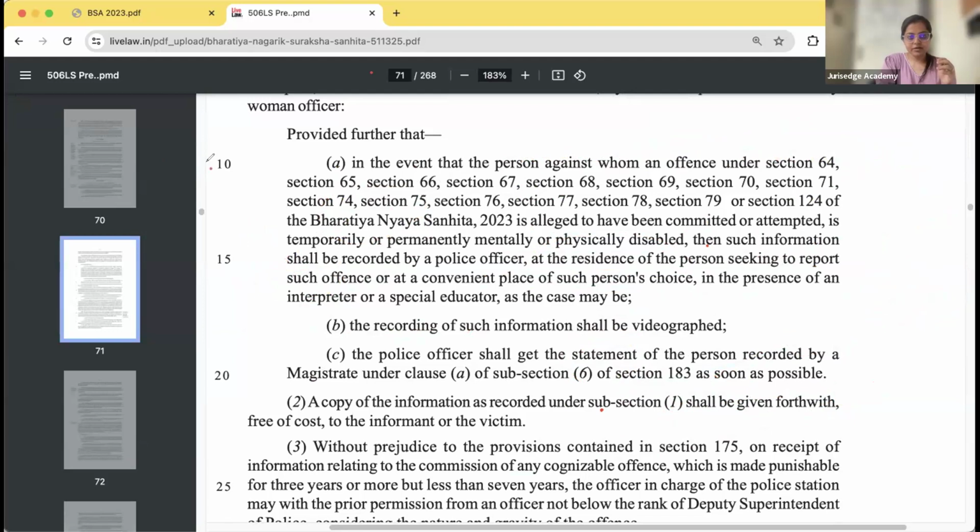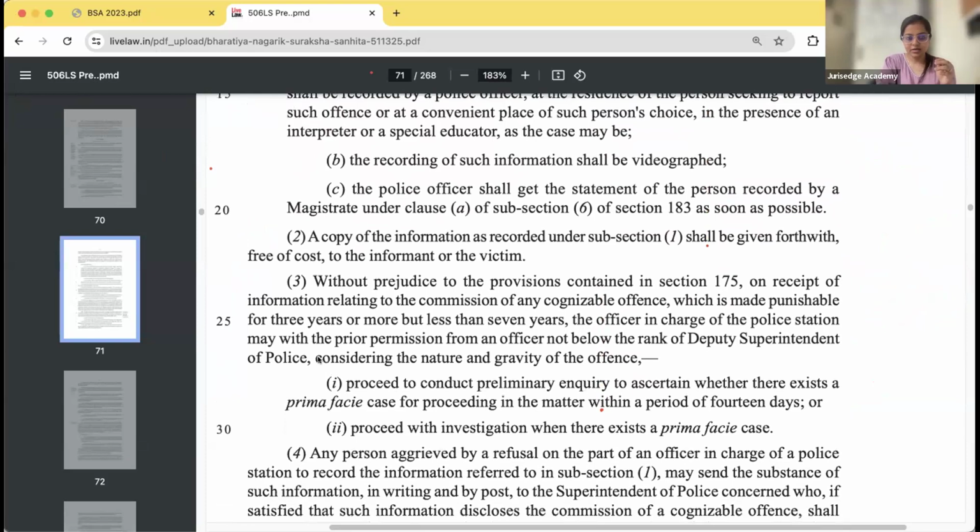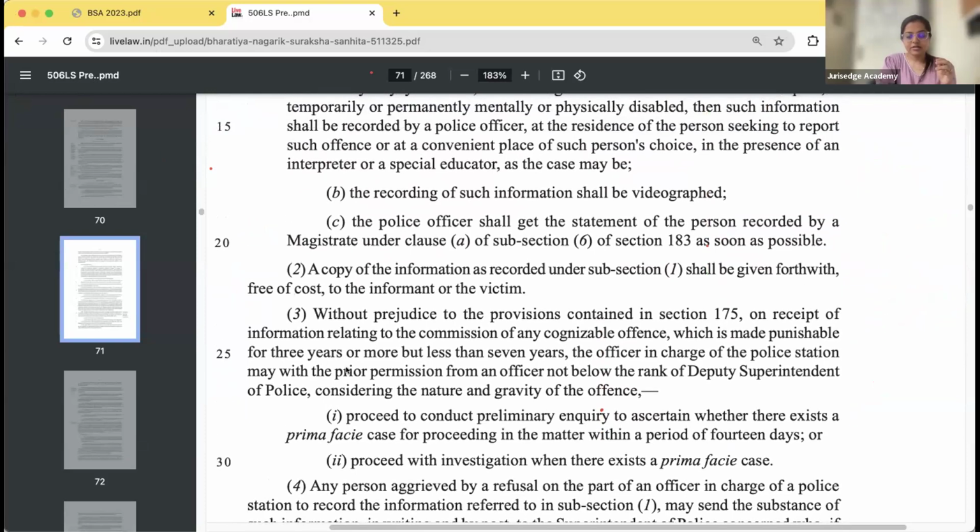So this is the FIR first part. The FIR second and third part is a little tricky. This was easy. This is a little tricky. A copy of the information as recorded under subsection 1 shall be provided forthwith, immediately, without delay. Again, no time limit. It is provided free of cost to the informant or the victim. This is a new word here, victim. In the old law, there was only informant, as in the person who is giving the information.